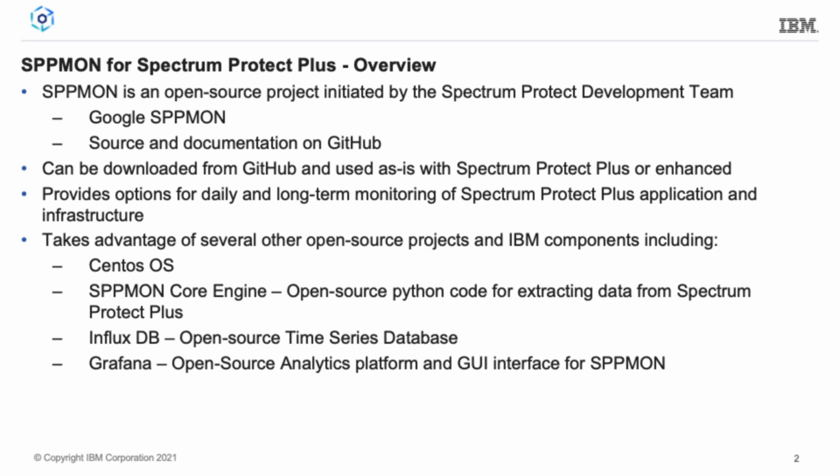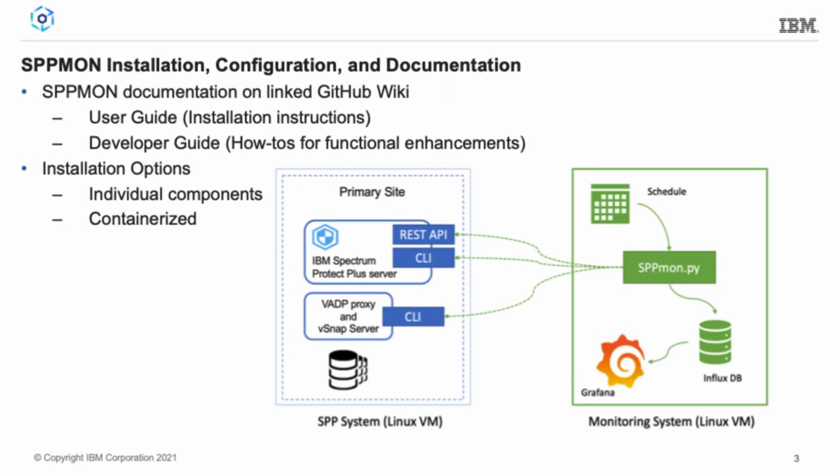Now, what is custom, shall we say, about SPPMON is the Python code for extracting the data from Spectrum Protect Plus. So when you download the GitHub project, you will get a Python script that goes out to Spectrum Protect Plus and its infrastructure, essentially pulls data from it, and stores it in the InfluxDB so that it can be displayed using Grafana.